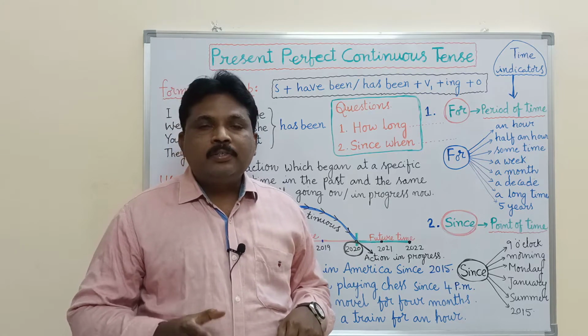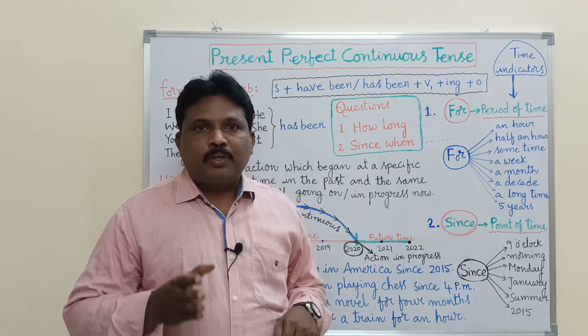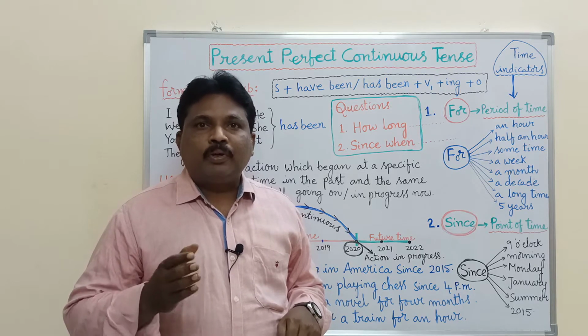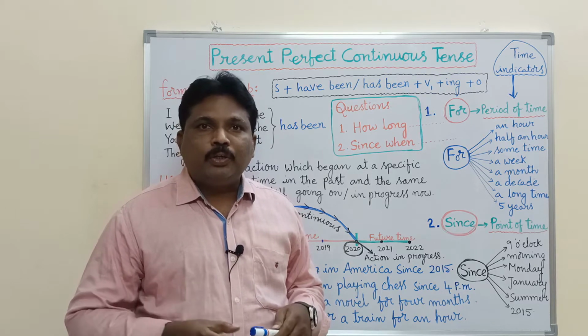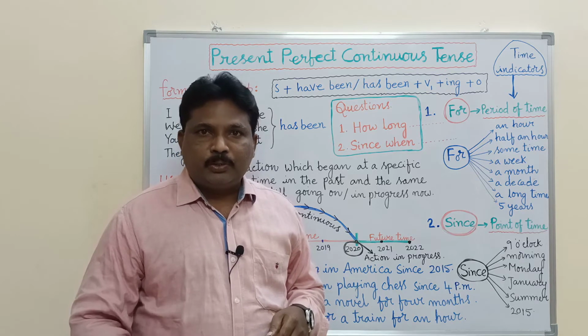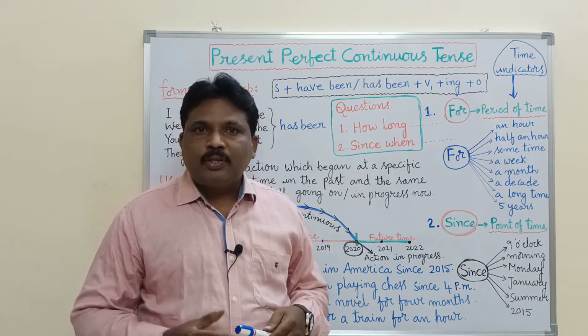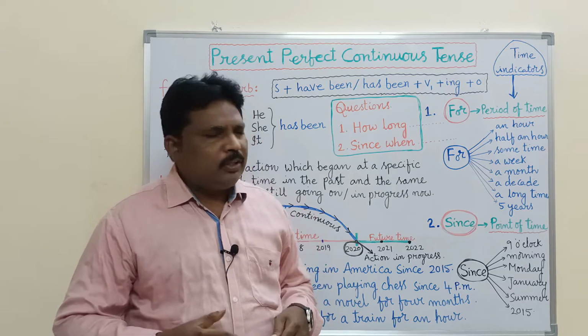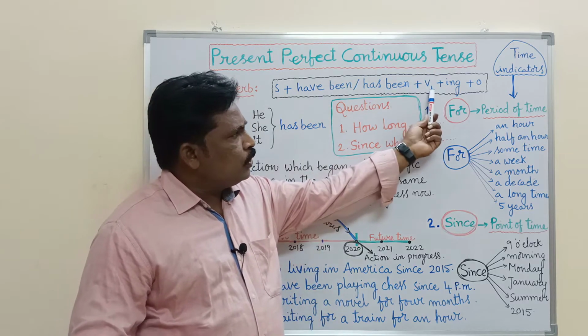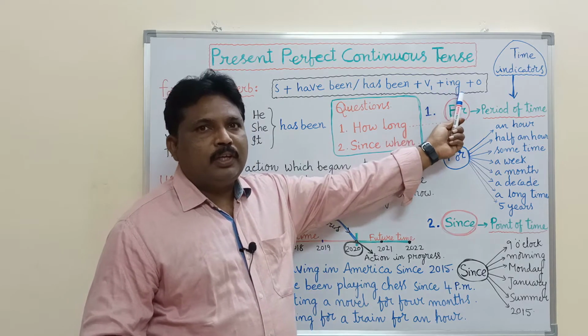We have 6 continuous tenses: present continuous tense, present perfect continuous tense, past continuous tense, past perfect continuous tense, future continuous tense, future perfect continuous tense. In all these continuous tenses, we have V1 plus ing form.